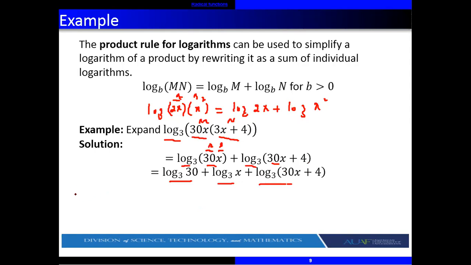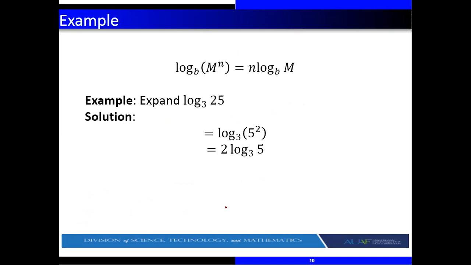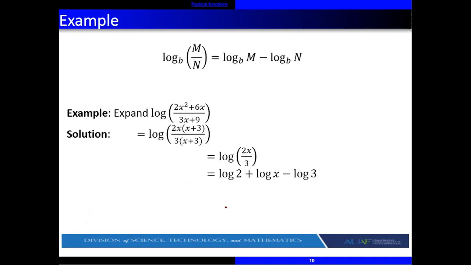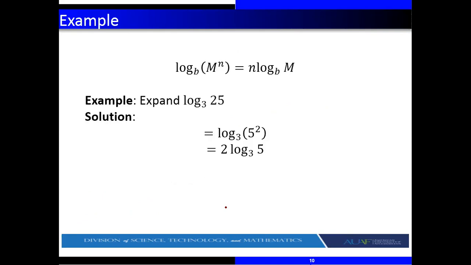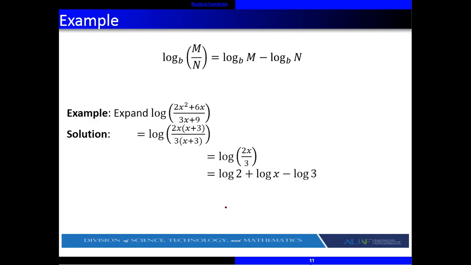Again, I will try to solve one question. For example, if we have log of xy, base may be anything, 2, 3, 10, we have two numbers, so we can write separately log of x plus log of y. Correct? Now the second rule is the quotient rule, for subtraction.